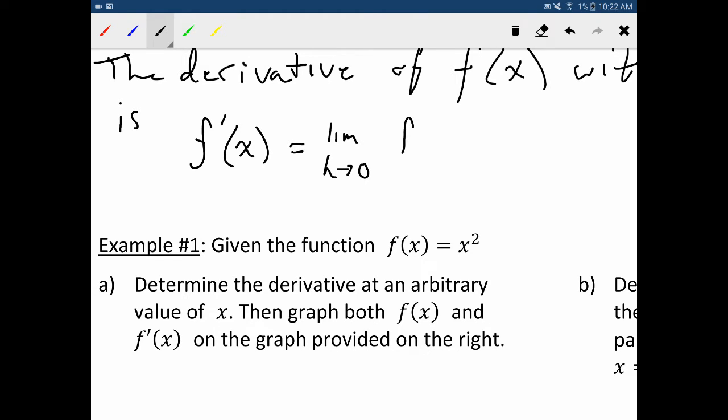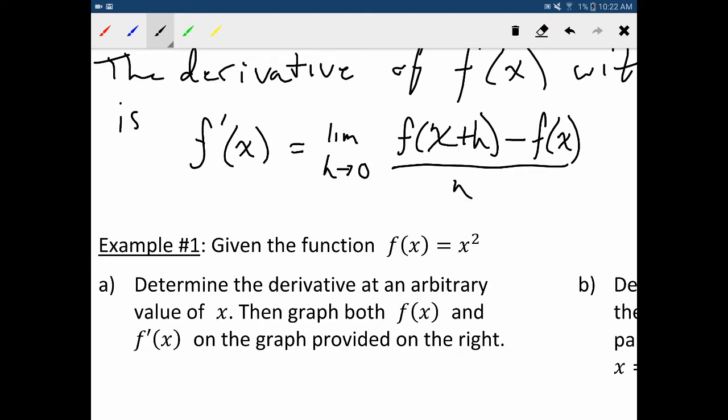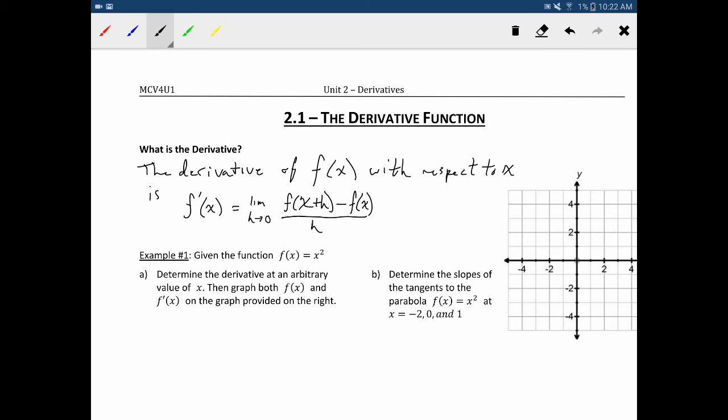of f of x plus h minus f of x, all over h. You will notice that this is identical to the instantaneous rate of change formula, except that I'm using x's instead of a specific point. Now if I was evaluating it at that point, I could actually just sub in a number for x. But I'm going to show you what I mean by this with this example here.